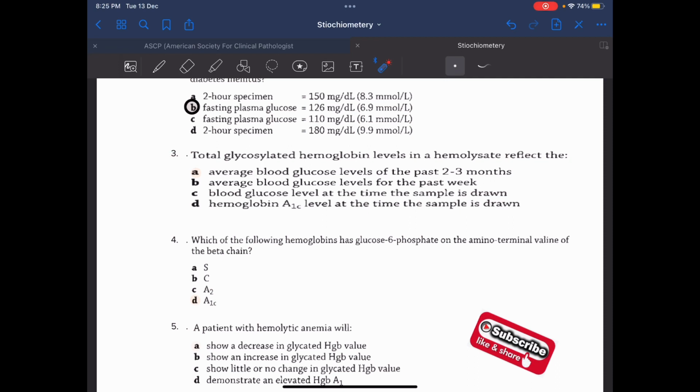Question number 3. Total glycosylated hemoglobin levels in a hemolysate reflect the average blood glucose level of the past 2 to 3 months, average blood glucose level of the past week, blood glucose level at the time the sample is drawn, or hemoglobin A1C level at the time the sample is drawn. The correct answer is A.